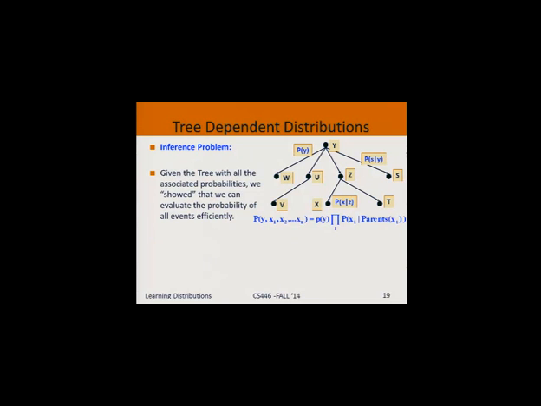I showed, in quotes, that we can evaluate the probability of all events efficiently. Hopefully, it was convincing. I didn't write formally the algorithm, but you can see that it's a simple algorithm, given that it's a tree. So the question that you ask indicates that it does not show that it's going to be hard for non-trees, but it indicates that there could be a problem, and there is.